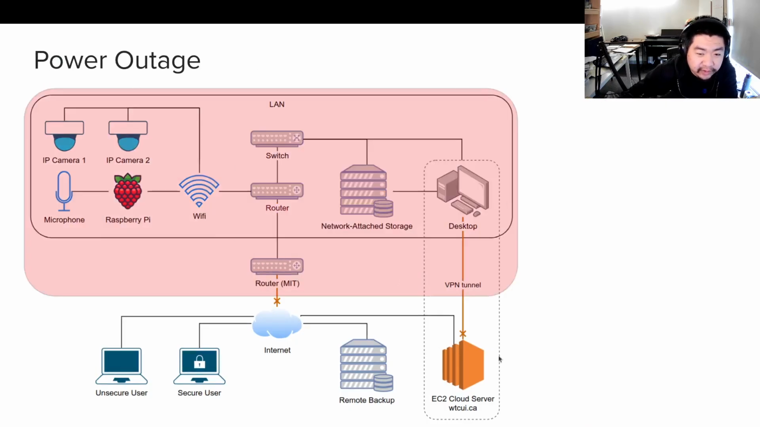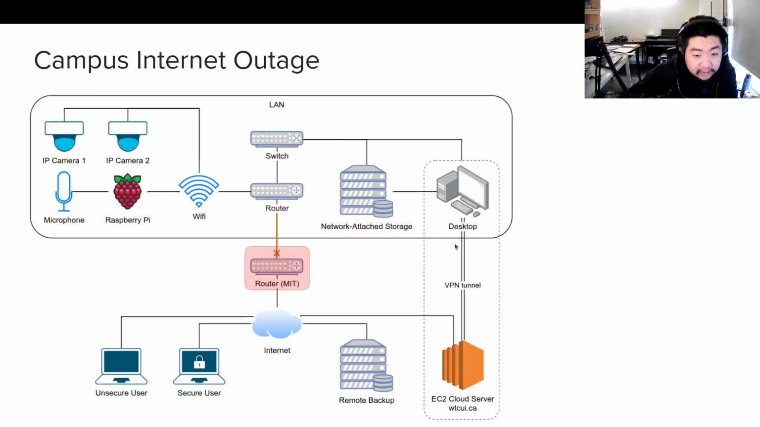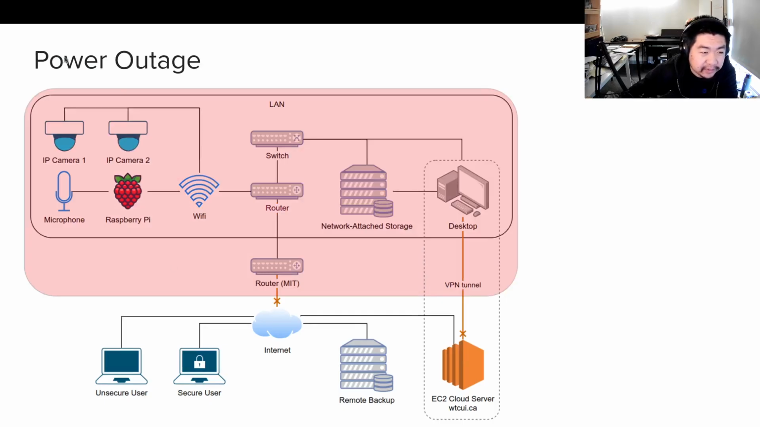Power outage is more crippling. So everything in this red square gets turned off. I guess if the campus internet goes out, this should also be red. The VPN tunnel also gets broken. But if there's a power outage, then everything in this red square gets turned off. So yeah, I'm kind of stuck. I can't do anything. But this has happened before.